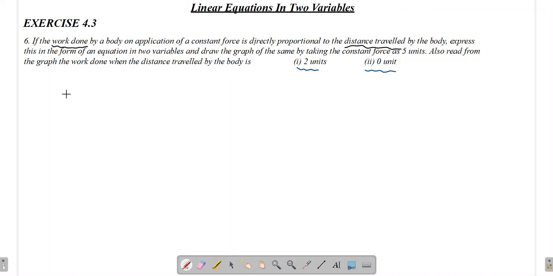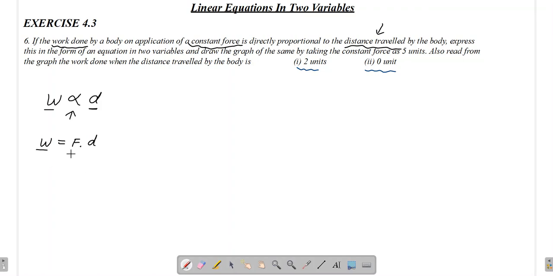and distance traveled as d, then it is W is directly proportional to D. Work done is proportional to distance traveled. The question says a constant force is applied. So if I have to remove this proportionality, I need to take a constant. So I have taken the constant force, that is F, into D.